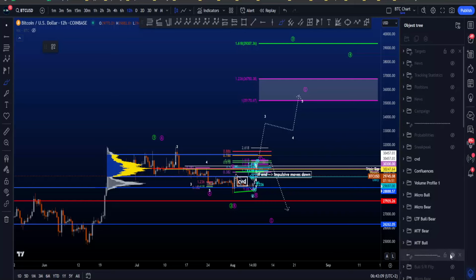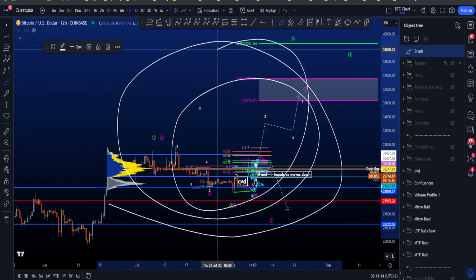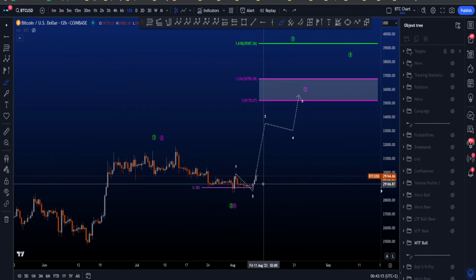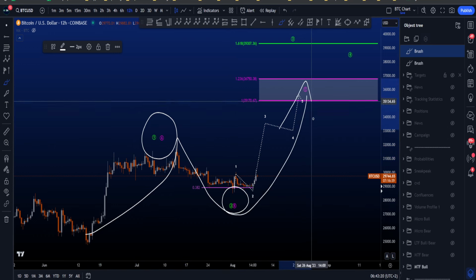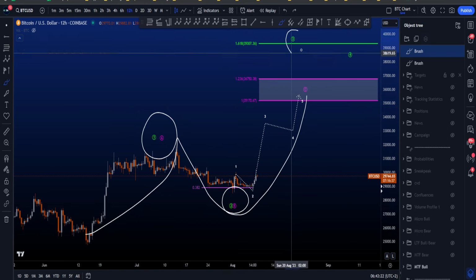Hi everyone, let's go over my medium time frame, low time frame and micro bullish and bearish Elliott Wave scenarios on Bitcoin. Starting with my medium time frame bullish scenario, where we are looking at a finished wave 1/A, 2/B and now continuation to the upside in a wave C or a wave 3.